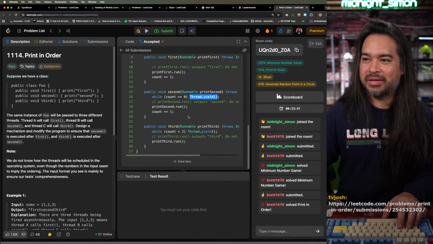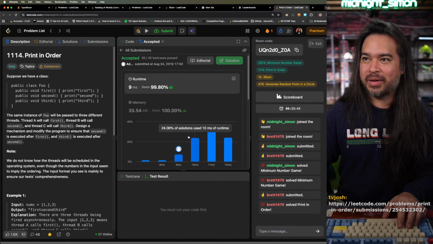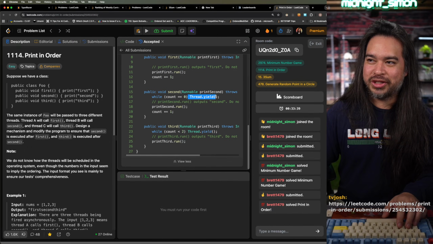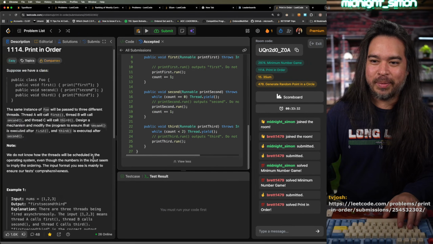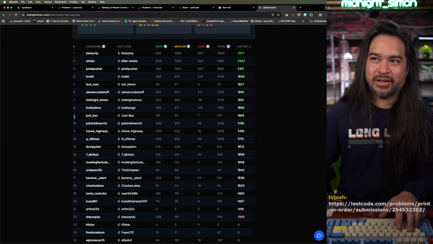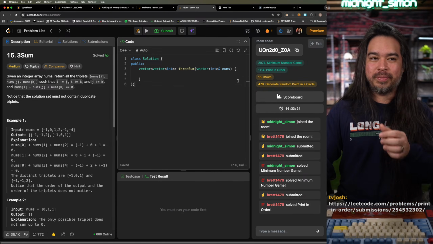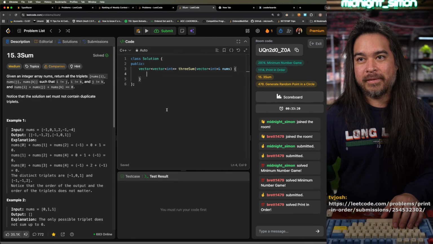Yield. I've never used that. Oh, that's some Java stuff. Yeah, I don't do much concurrent stuff in C++, man. I don't know it that well, but it's something I would like to know more. Oops. All right, 3Sum. This problem has given me trouble my whole life. I've never been able to solve this, but I will try.